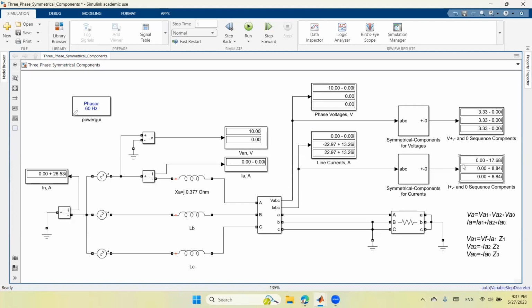So if I add them up, it should give me 0 according to this formula. For the real part, it's 0, and here we have 0. For the imaginary part, negative 17.68 plus 8.84 plus 18.84 will give me 0 as well. And here we have it.